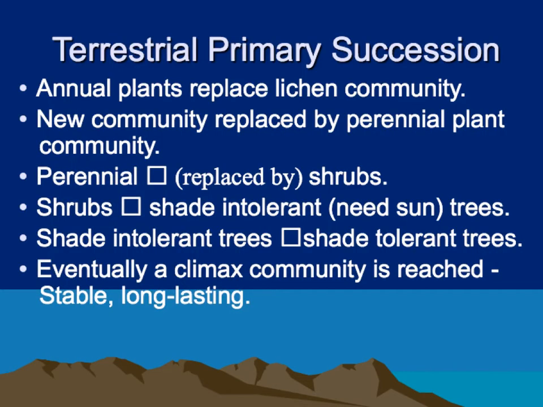So on this slide, we're talking about terrestrial primary succession. So what's to come next after this thin soil has been established? Annual plants replace the lichen community. The new community is replaced by perennial plants, and perennial plants are replaced by shrubs, and shrubs are replaced by shade-tolerant trees, and then shade-intolerant trees are eventually there. This is going to lead to a climax community. A climax community takes a very long time to form, and once you've reached that climax community, you're going to have a variety of life, both in the plants and animals in that community.